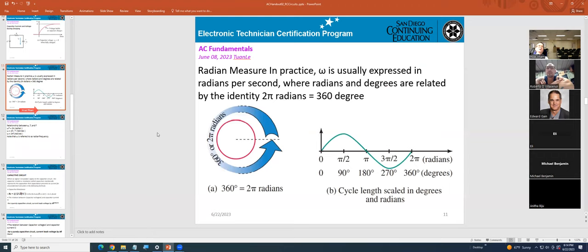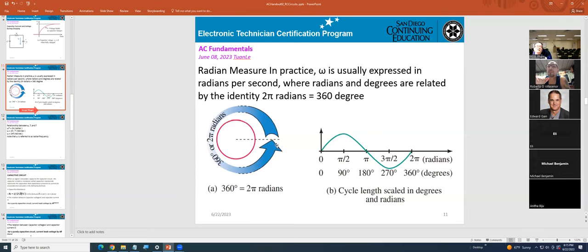Okay, let's see. Radian measure. In practice, omega is usually expressed in radians per second, where radian and degree are related by the identity 2 pi radian equals 360 degrees. Okay, that's only telling you, they drew it like this sideways. This is 0 degree. Right here, 90 degrees, 180 degrees. This will be 270 degrees, and this will be 360 degrees. That means they go from here, go around, complete, and go back to zero. 360 degrees or 0 degrees will be the same.